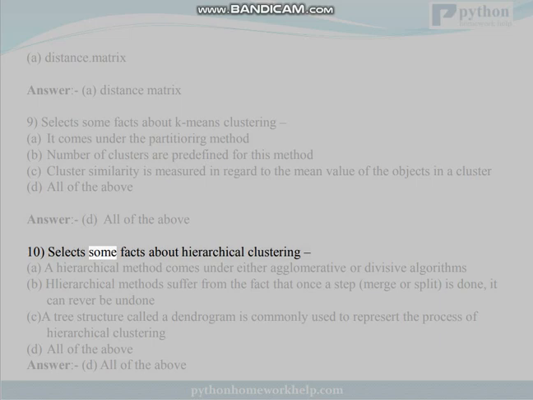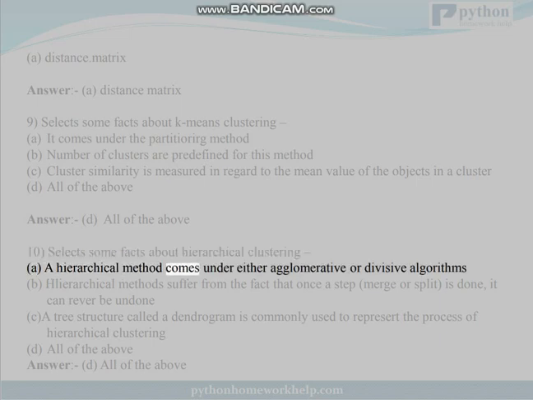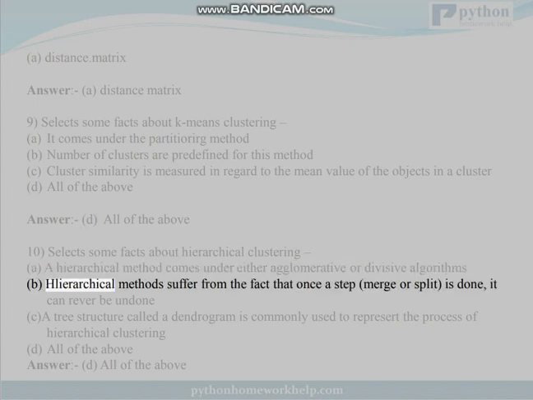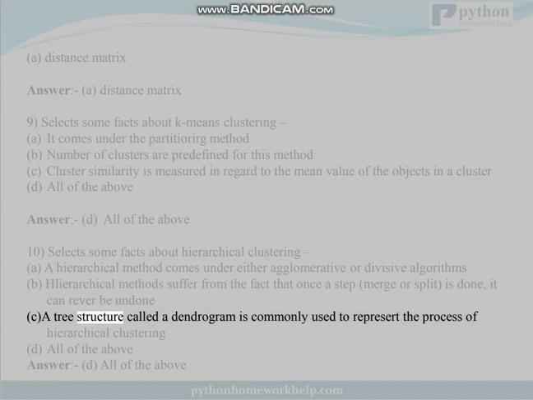10. Select some facts about hierarchical clustering. A. A hierarchical method comes under either agglomerative or divisive algorithms. B. Hierarchical methods suffer from the fact that once a step, merge or split, is done, it can never be undone. C. A tree structure called a dendrogram is commonly used to represent the process of hierarchical clustering. D. All of the above. Answer: D. All of the above.